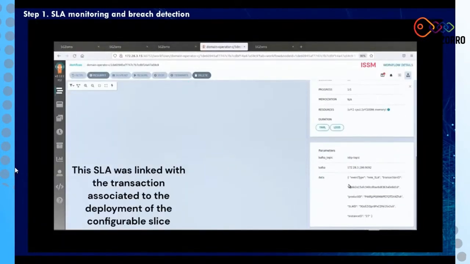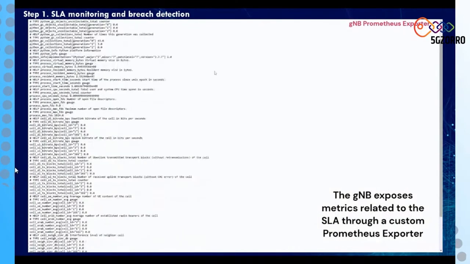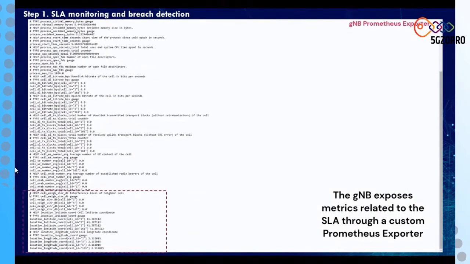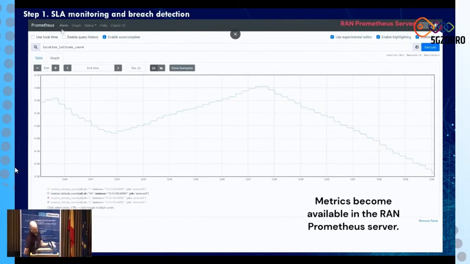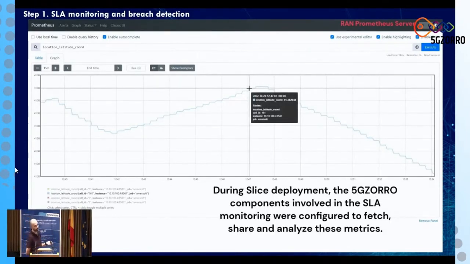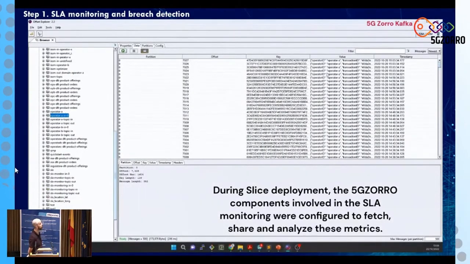We linked this with the slice instance, so everything is linked in the platform. You can see here the metrics that are being exposed through the Prometheus exporter. So this is the interference, and these are the location, the longitude and the latitude. This is sent to the Prometheus server, and the platform is able to trigger the metrics from it.